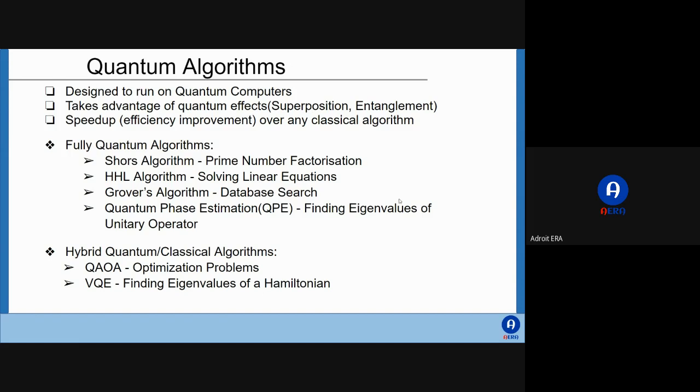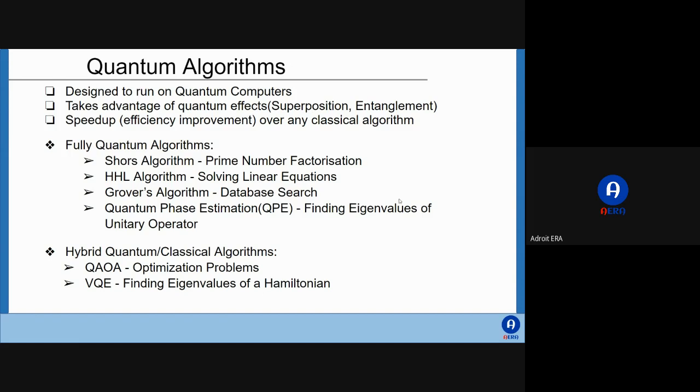For example, let us take a random number, say 21. You need to find two prime numbers which, when multiplied, give 21. So what are the two prime numbers? 7 and 3. 7 times 3 is 21, right? So we can find the prime factors of a particular number using Shor's algorithm.